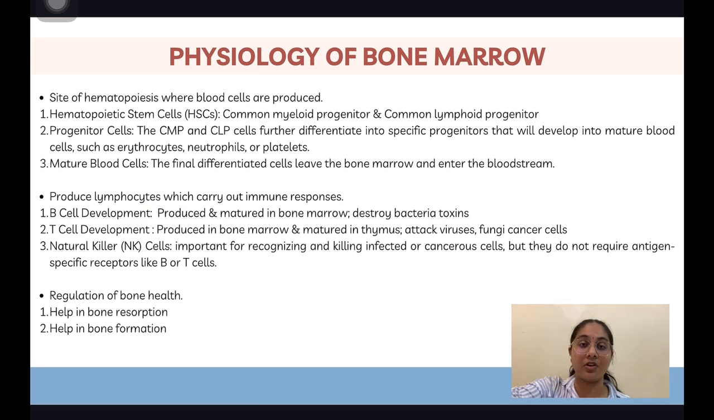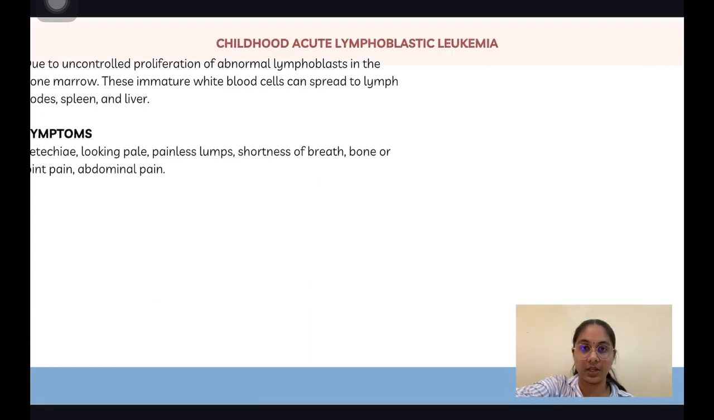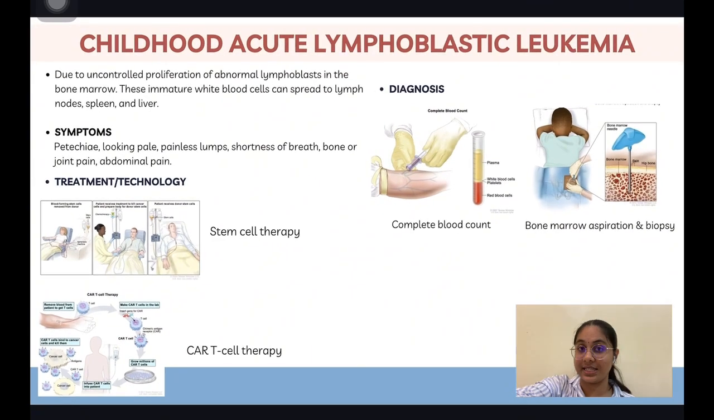And lastly, natural killer cells. They are important for recognizing and killing infected or cancerous cells, but they do not require antigen-specific receptors like B or T cells. Lastly, it is important for the regulation of bone health, where they help in bone resorption and bone formation. Now, onto the disease that I chose, which is childhood acute lymphoblastic leukemia.